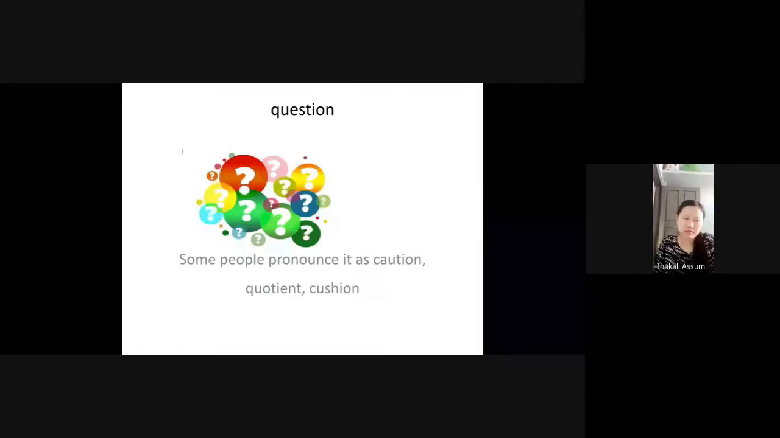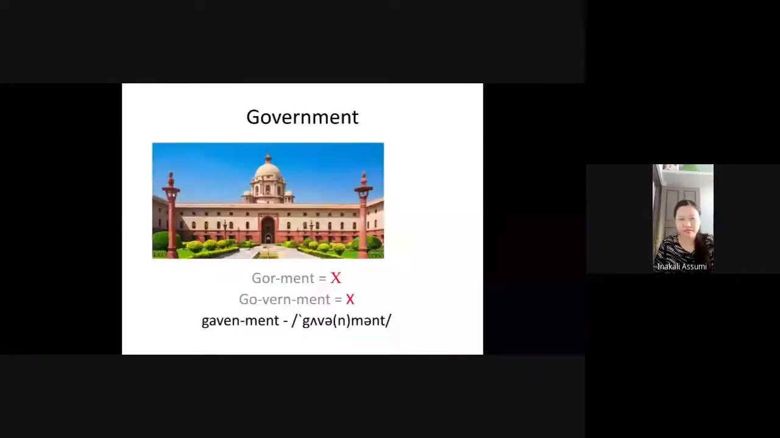Yes, I have a question. Okay, question. Some people pronounce it as "caution" or "cushion", but it's "question". Yes, it is not "government" but "government".